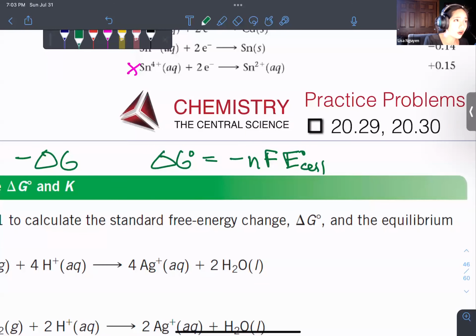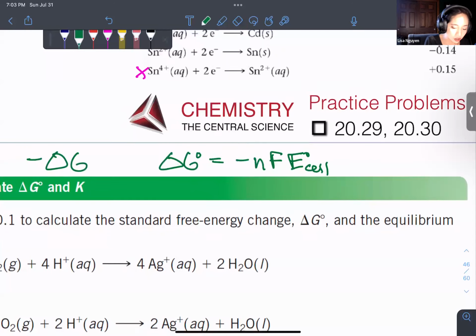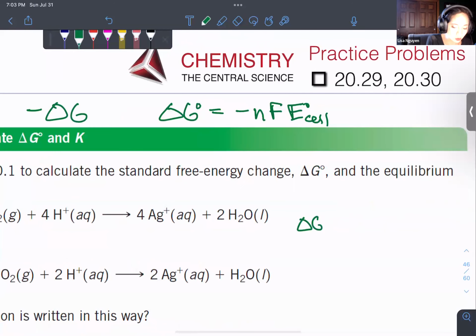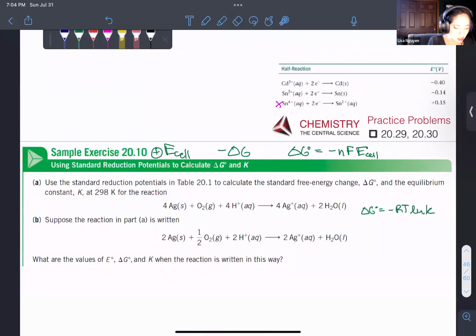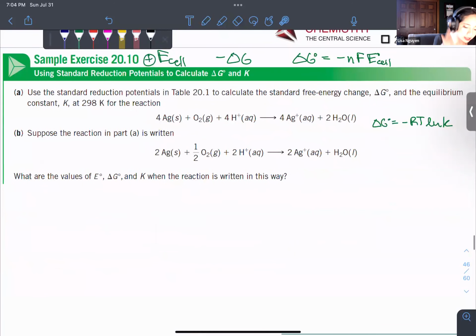If we recall from chapter 19 and where K comes from, it's actually related to delta G. In chapter 19, we talked about delta G equals negative RT ln K. So if we know E cell, we can calculate delta G. That's part of the question. And then we can go one step further and plug it into this equation to get K, because we know the temperature. So let's actually do this.